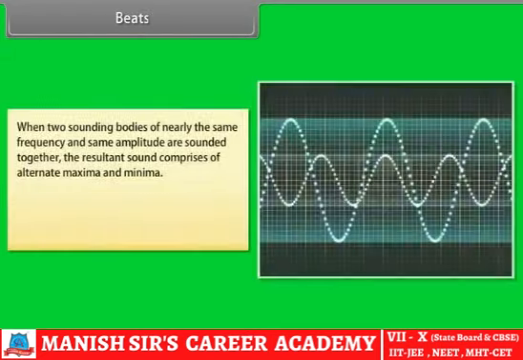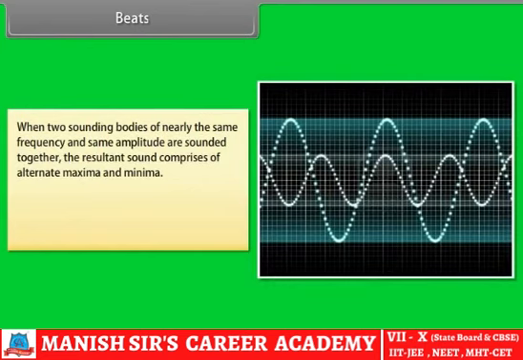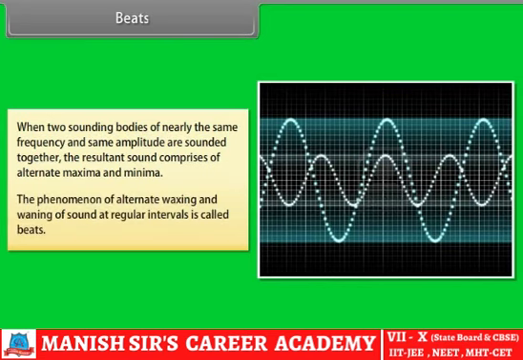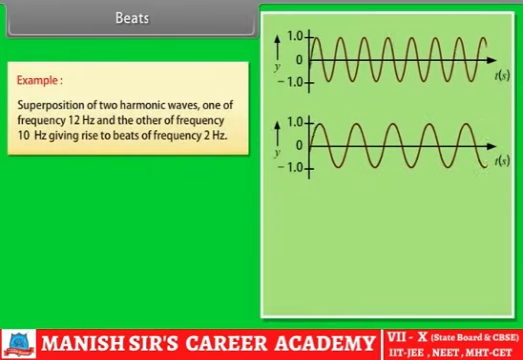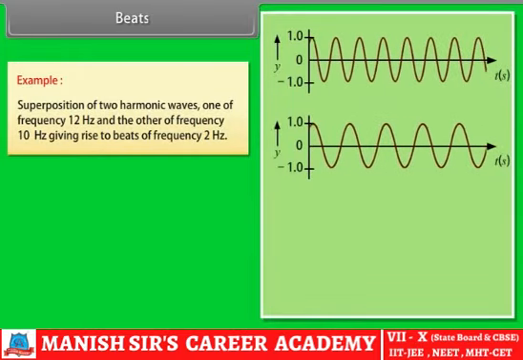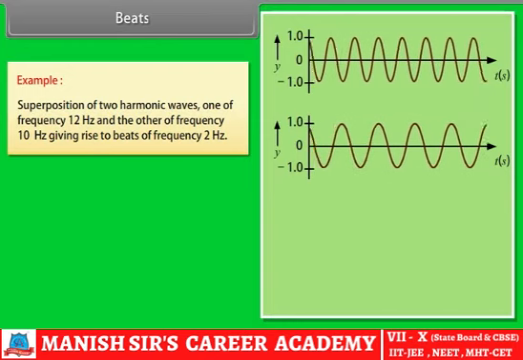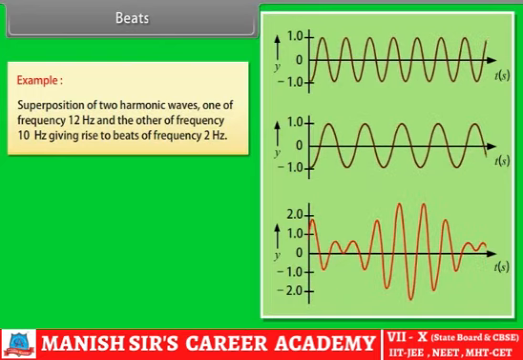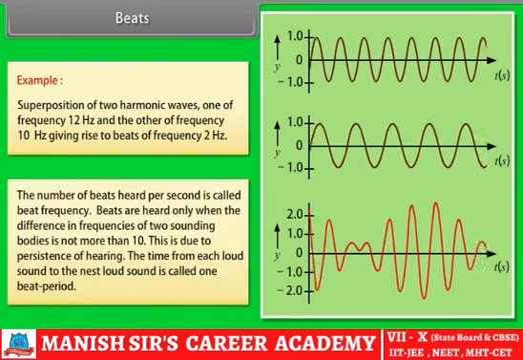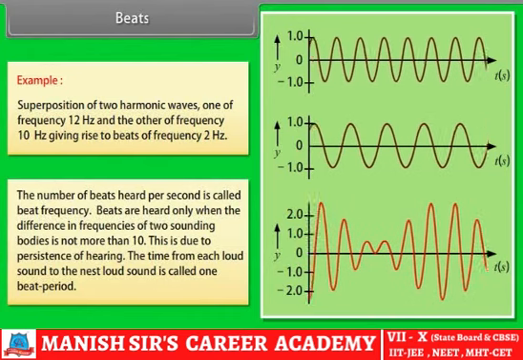Beats. When two sounding bodies of nearly the same frequency and same amplitude are sounded together, the resultant sound comprises alternate maxima and minima. The phenomenon of alternate waxing and waning of sound at regular intervals is called beats. Let's see an example. There are two harmonic waves, one of frequency 12 Hz and the other of frequency 10 Hz. When they superimpose on each other, they give rise to beats of frequency 2 Hz. The number of beats heard per second is called beat frequency.